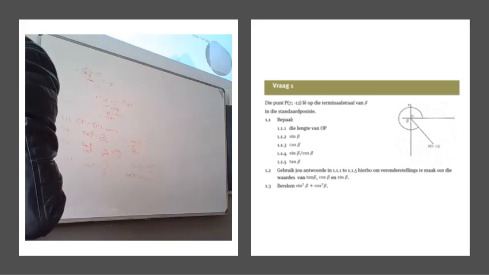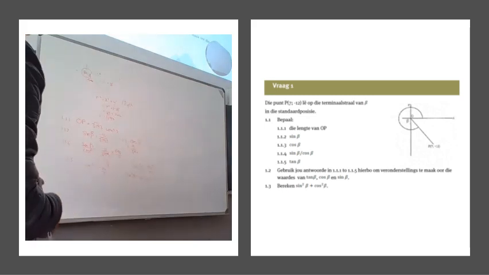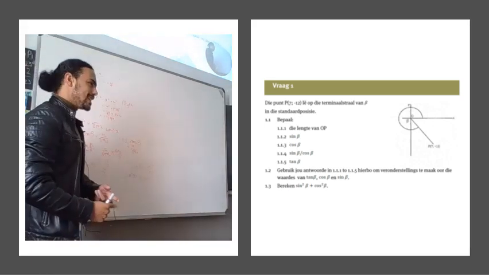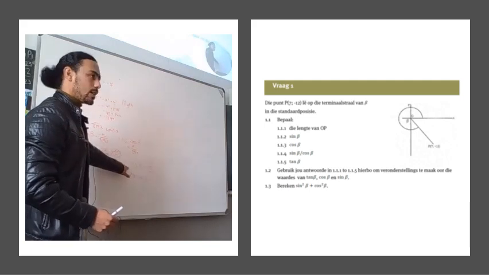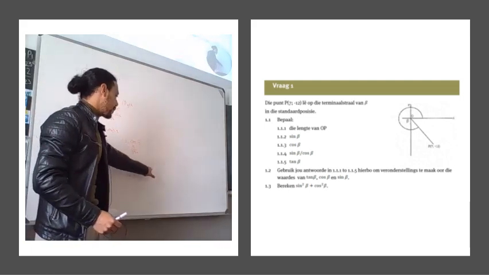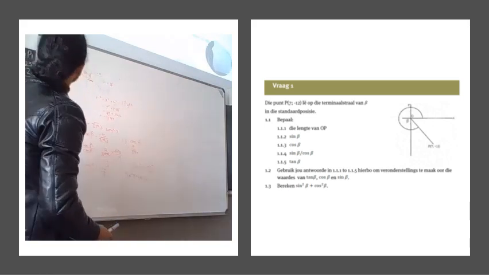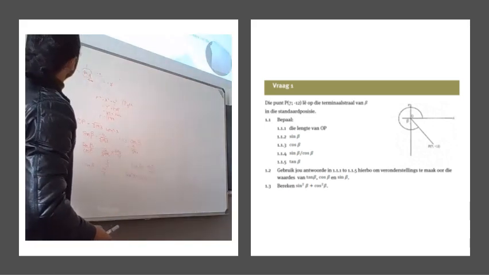All right. Now they ask you to use your answers in 1.1 to 1.5 and make, what is that word? Conjectures, veronderstellings. All right, so they basically want you to conclude to the identities that tan of beta will be equal to sine of beta over cos of beta, and that's called the quotient identity. And the other one, in this case, yeah.